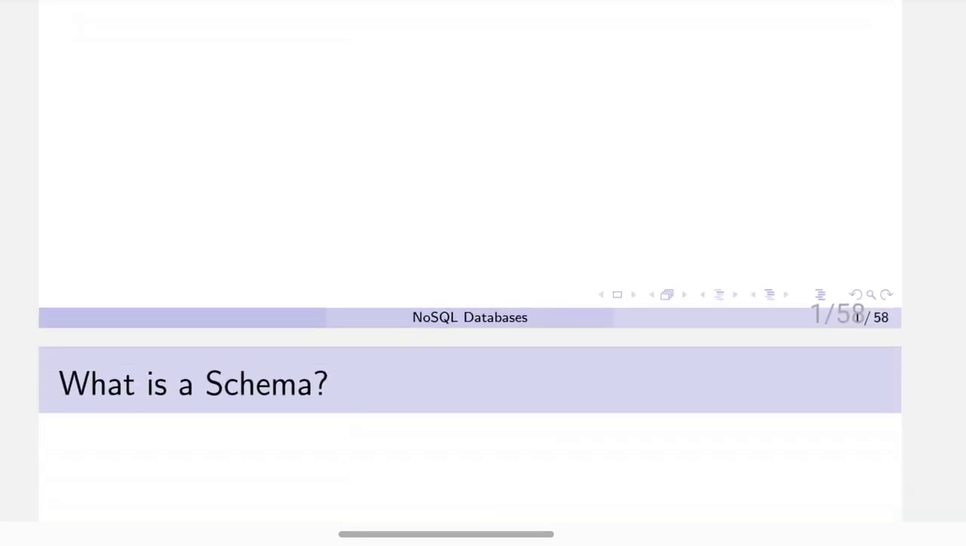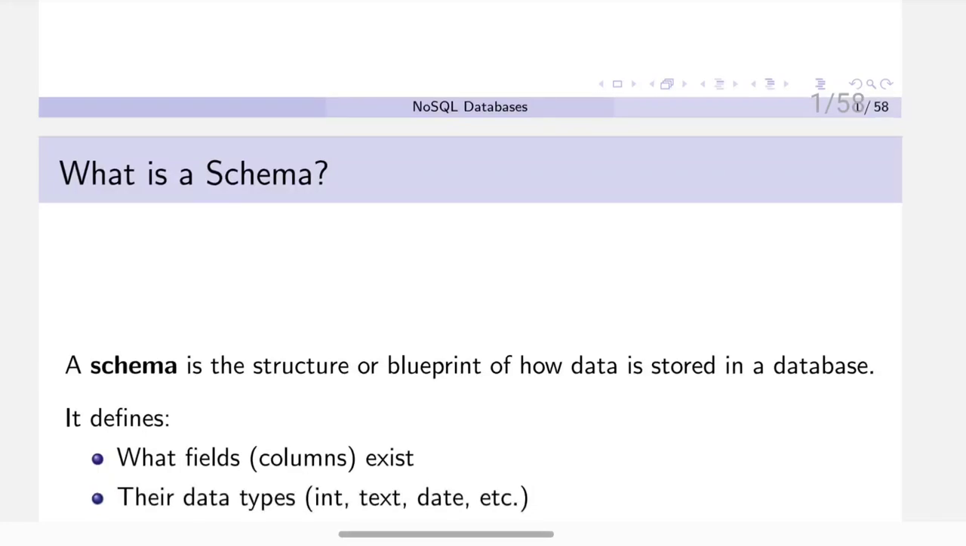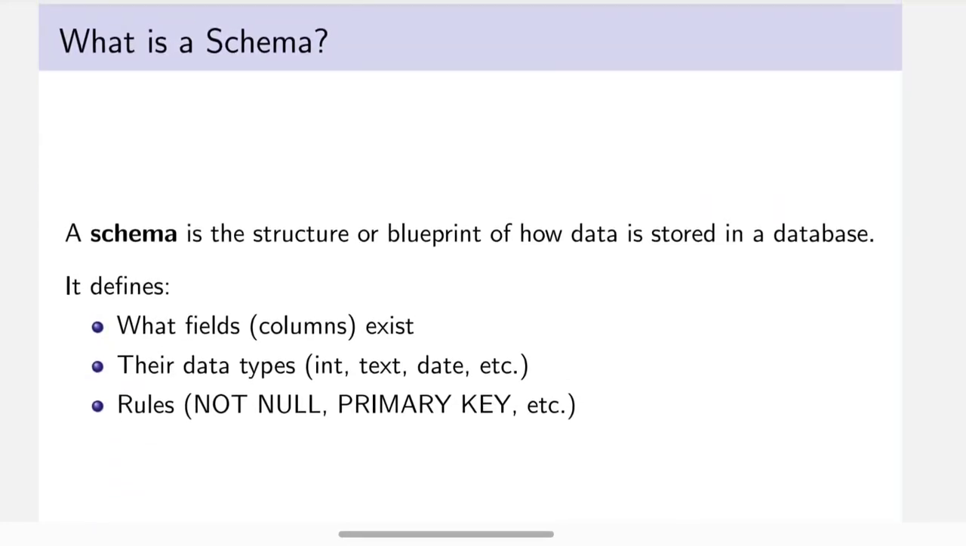So what is a schema? A schema is like a blueprint for the database. It tells the computer what fields or columns exist in the database, what type of data each column stores, let us say int, text, date, etc., and what rules apply, like not null, primary key. Before we even start storing data, the database structure must already be designed.